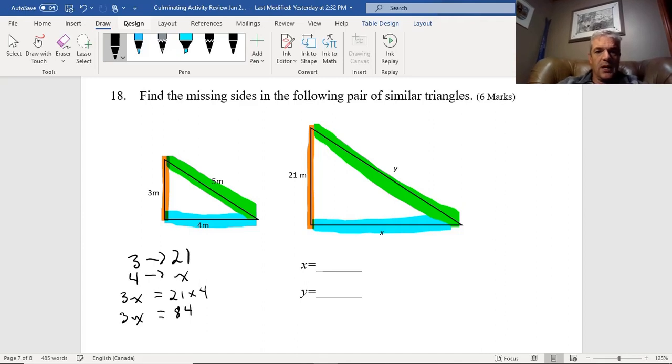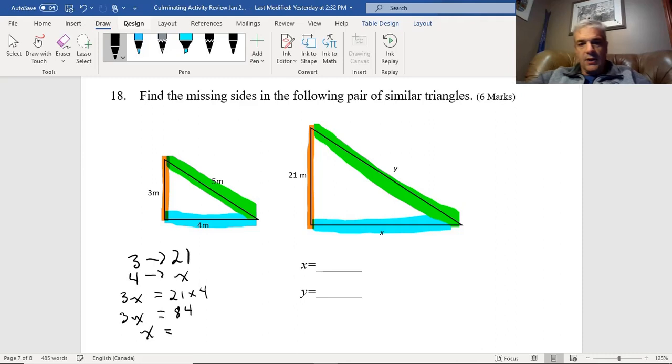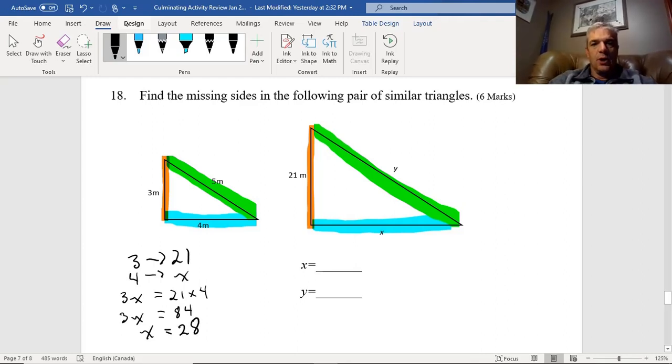And so x will equal 84 divided by 3. So you might want to get your calculator out. I'm going to do that just to double check. 84 divided by 3 equals 28. And so the answer here will be 28. And then when you write it in here, make sure you include your units. So 28 meters is what you want x to be. Okay? And then we'll do the same thing for the y.